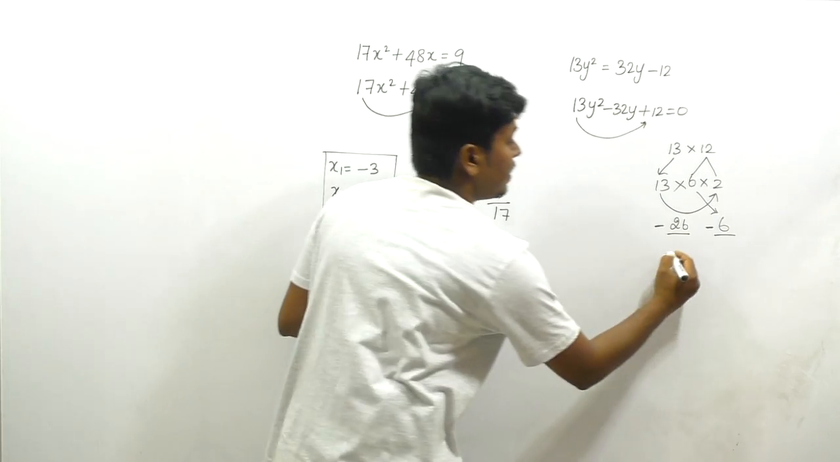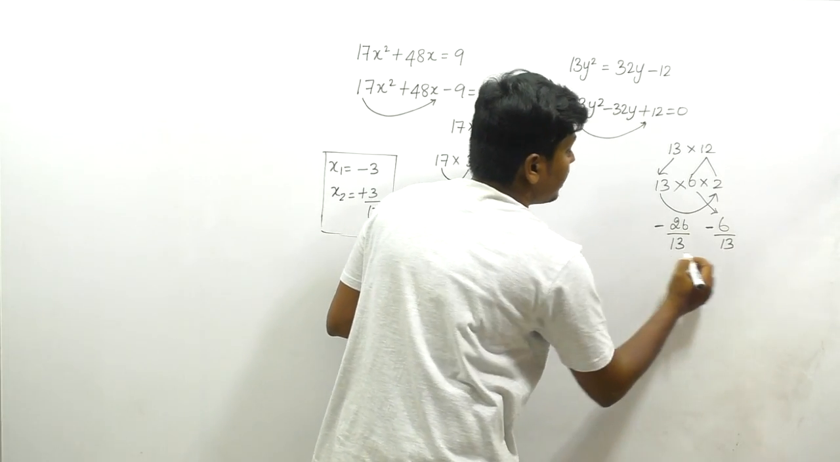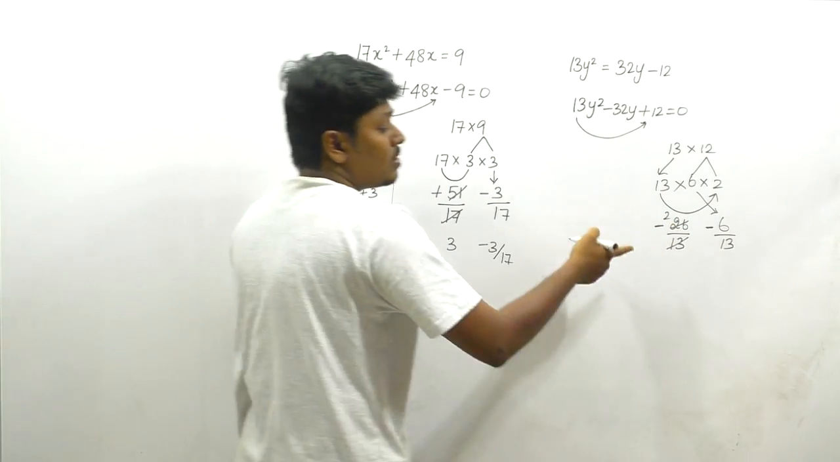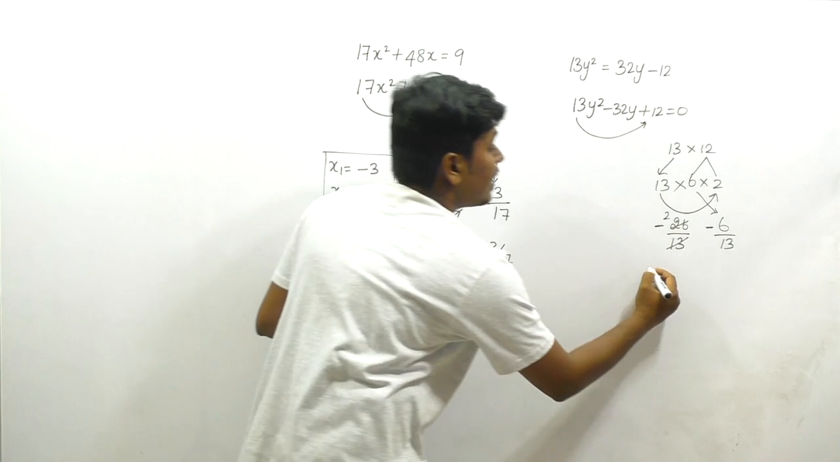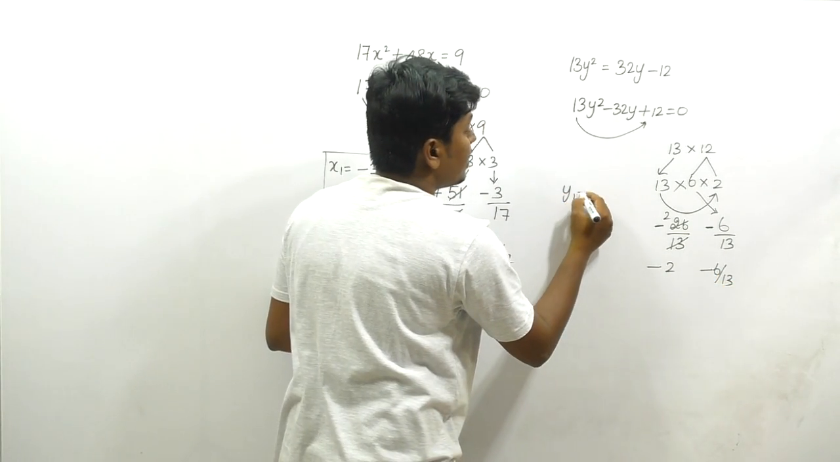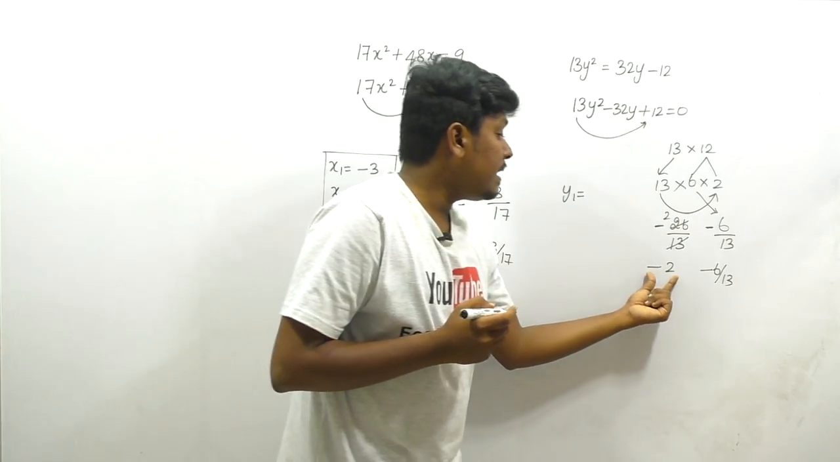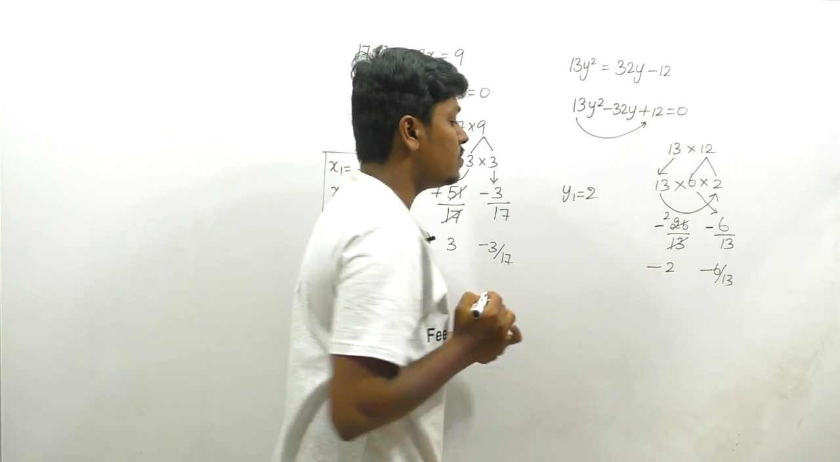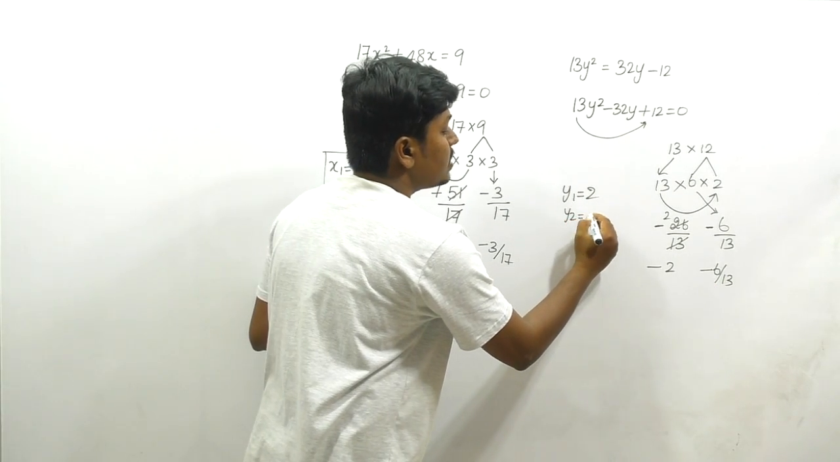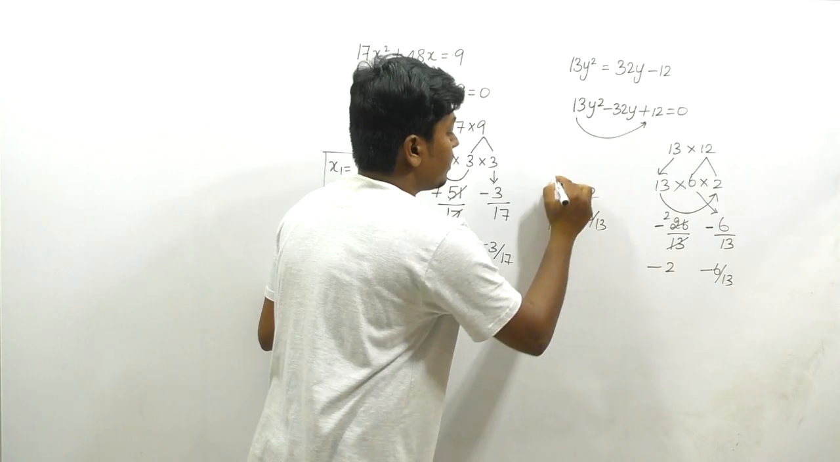So divide by 13. So divide by 13, divide by 13. When we divide by 13, I can say that is 2 times, right? So 13 into 2 is 26. So we can write it as minus 2 and here it is minus 6 by 13. So y1, friends, remember that here it is minus 2, but while writing it is plus 2, and similarly it is minus 6 by 13, but while writing y2 is equal to plus 6 by 13.